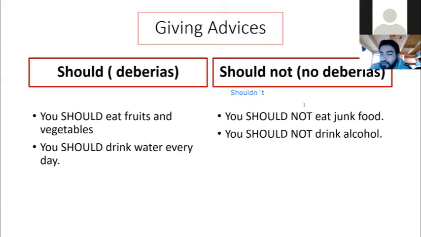You should sleep early. Okay, Robernal, you should drink milk. Okay, le faltó ahí el drink. You should drink milk. Excellent. Tomás, you should look for... Okay. Any other examples that you can give us? Any other examples? Let me see.